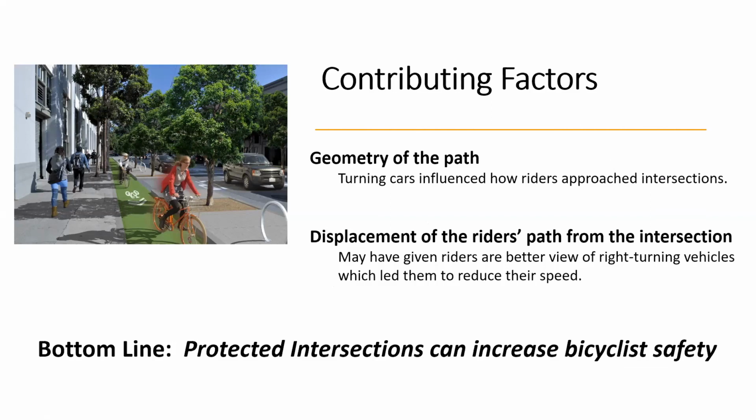Based on all our analysis, the reasons for riders to have more distance between themselves and the car in the protected than in the unprotected are, first, the geometry. The geometry of the protected intersection enables riders to have a better view of the car, and it also enables them to reduce the speed as they approach the intersection. And second, the influence of the right turning vehicles. So overall, we see that protected intersections can increase bicycle safety.